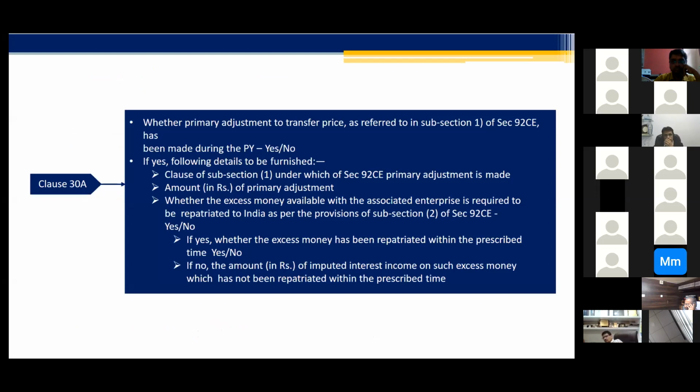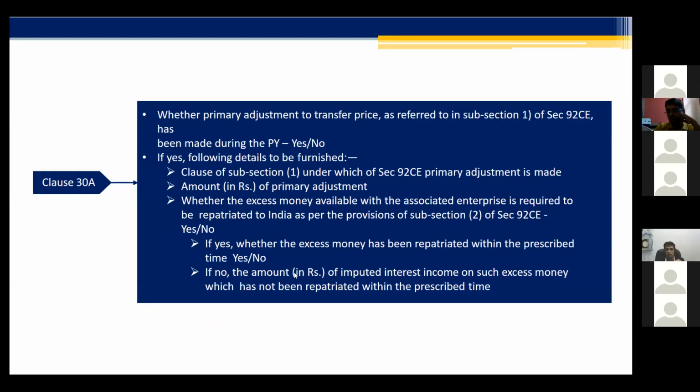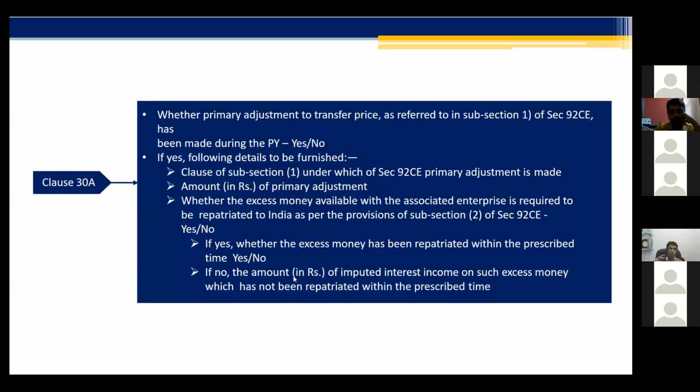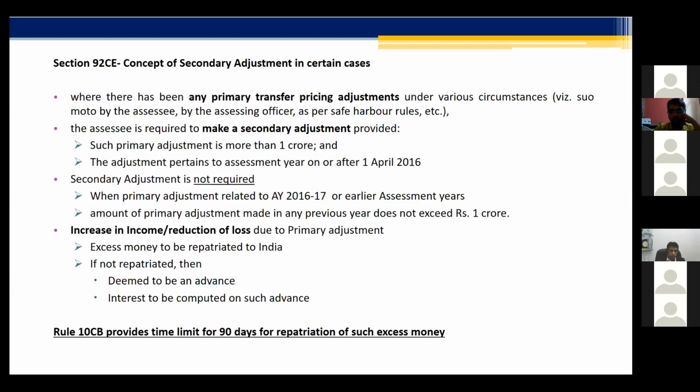Clause 38, I will just try to cover it in limited detail, because these are applicable only to clients who have transfer pricing transactions referred to in 92(1)(CE) has been made. It talks of primary adjustment of transfer price, wherein you are required to give the details in this manner. Now what 92CE talks about is the concept of secondary adjustment in certain cases. Supposing there is an international transaction between you and your associated enterprise located outside India. Let's take an example. You have given a loan amount of 100 rupees to the outside associated concern, and you have charged an interest at the rate of 3% only.